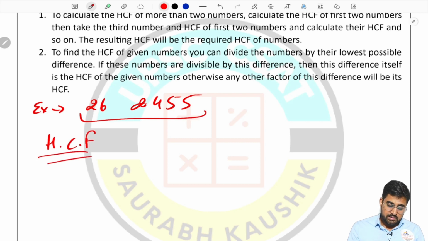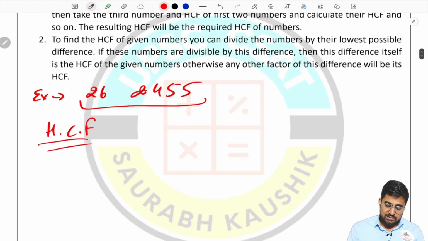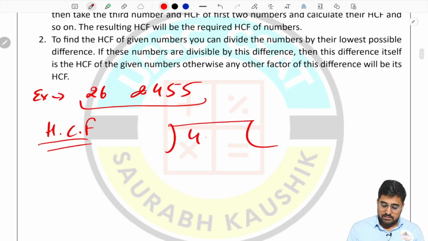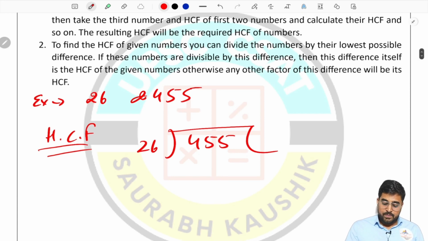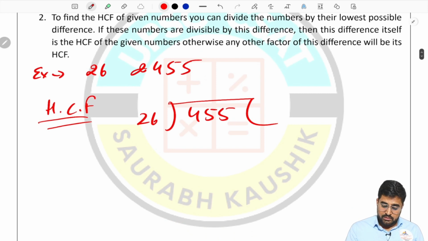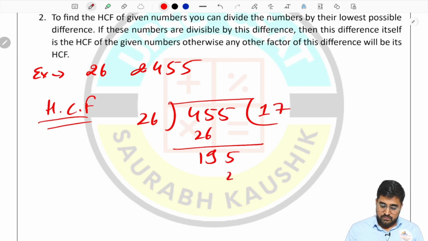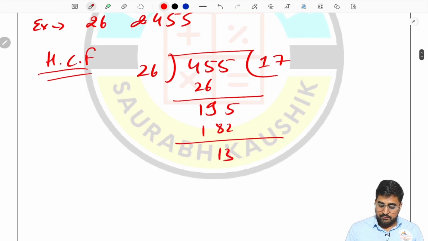Okay, in the division method, what does the division method say? Please pay attention. This is a bit complicated. We have to find out the highest common factor of 26 and 455. Now, 26 ones are 26. Okay, what comes? 9 and 1. Now sevens are 182. Now, what do you have? The remainder is 13.